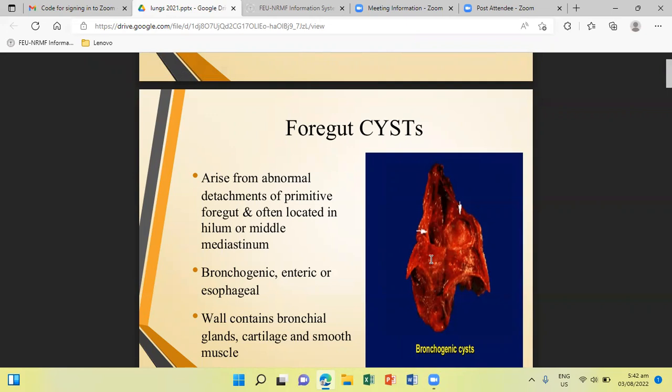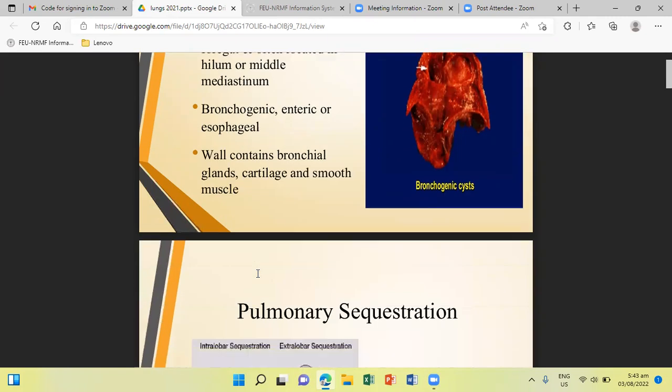Microscopically, we are expecting that the cyst is lined by ciliated pseudostratified columnar epithelium, and the wall will also contain bronchial glands, cartilage, and smooth muscle. Usually, they present due to compression of nearby structures, or they are sometimes found incidentally. Another example of foregut cyst could be your enteric or esophageal cyst. But for our lecture, the typical example is, of course, bronchogenic, since we are talking about pulmonary pathology.